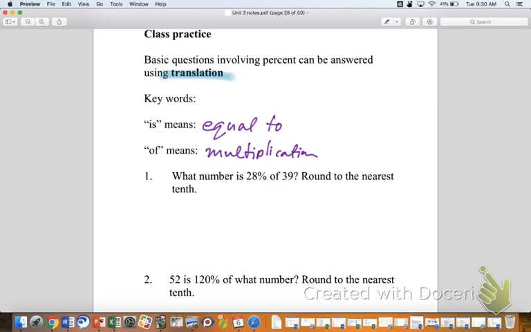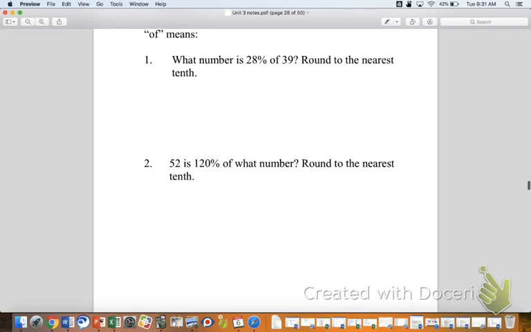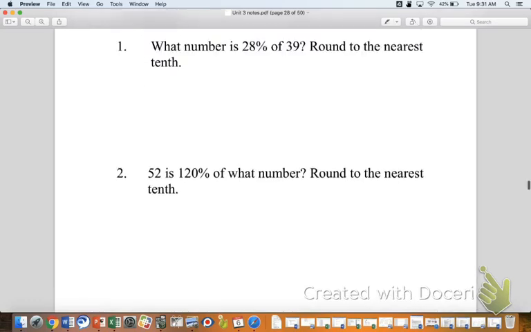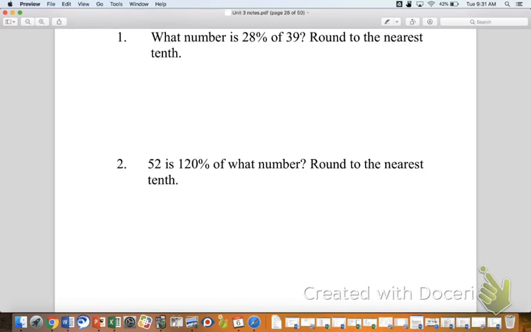Okay, so number one says, what number is 28% of 39? And so as you approach a question like this, I would encourage you all to translate it. And I'm going to do this first one with you and show you how this could work, and then I'll have you guys try, maybe look at number 2 yourselves. So I see "what number." In algebra, when I see some phrase like that, what number, what does that sound like to you?